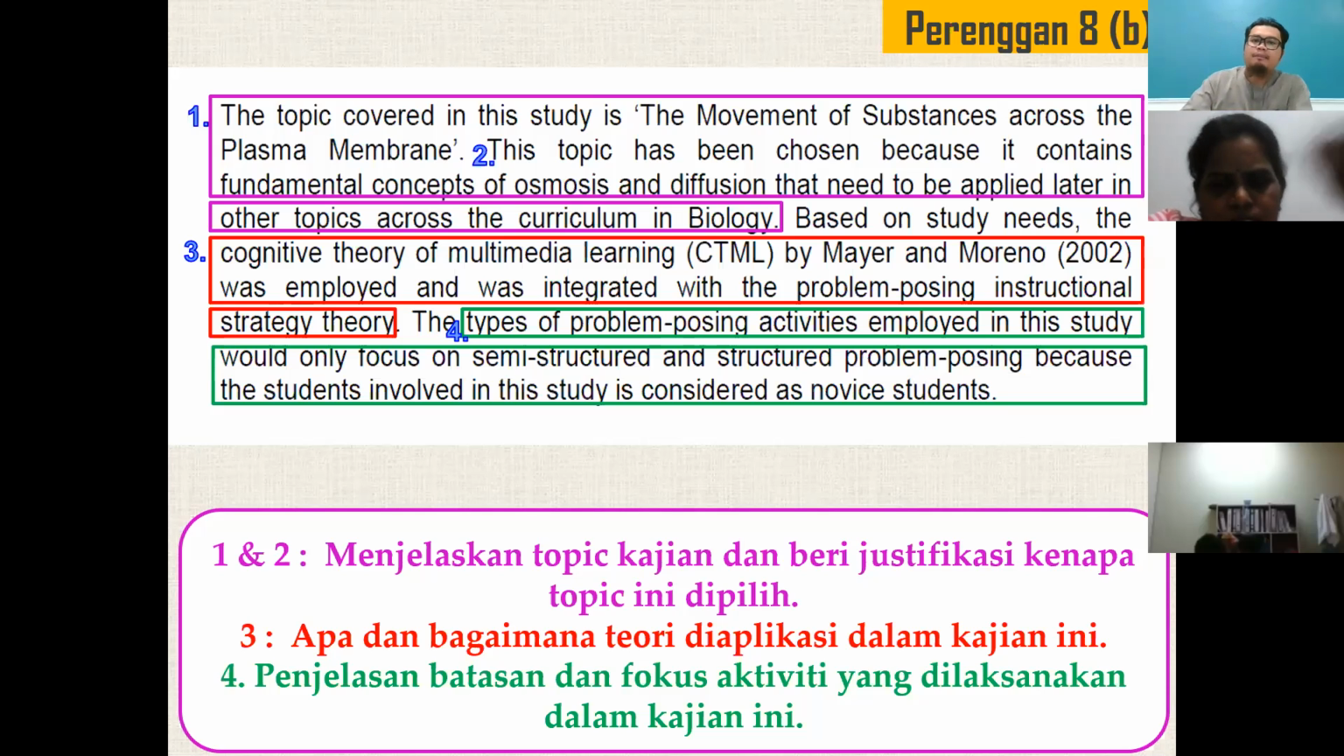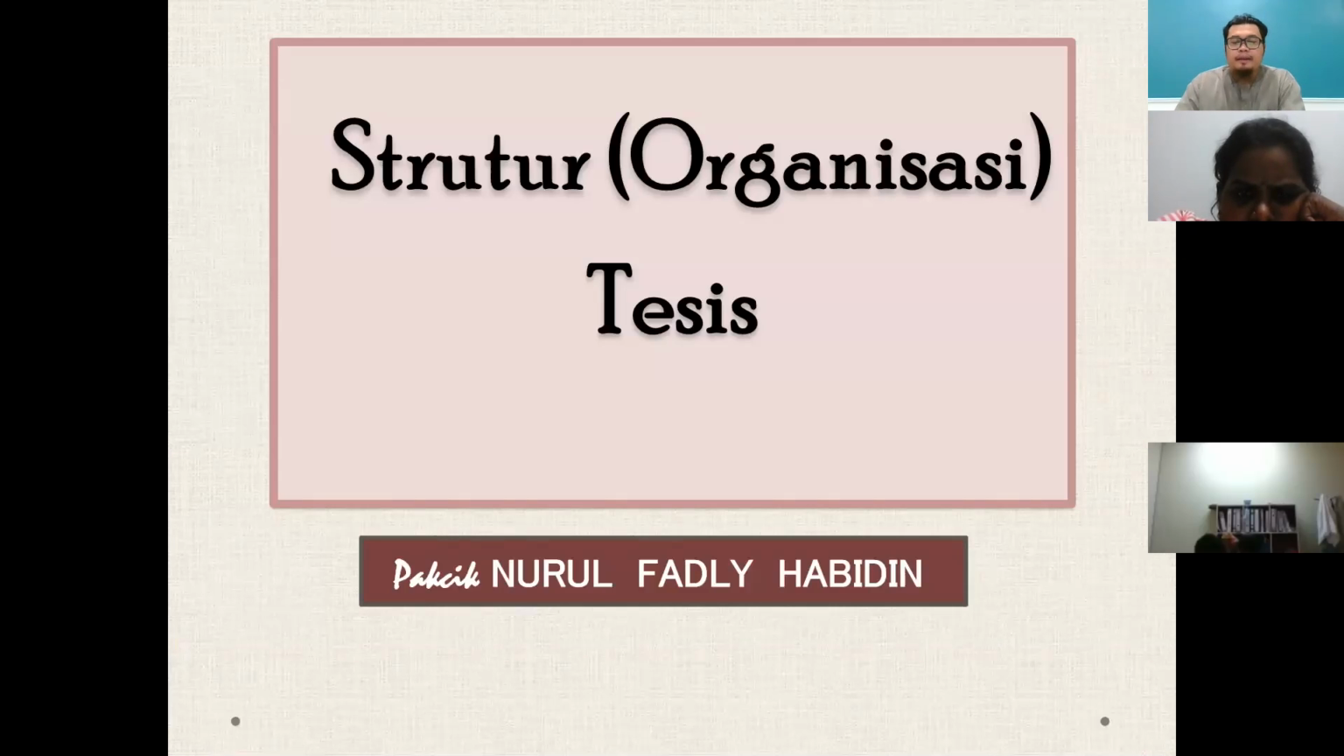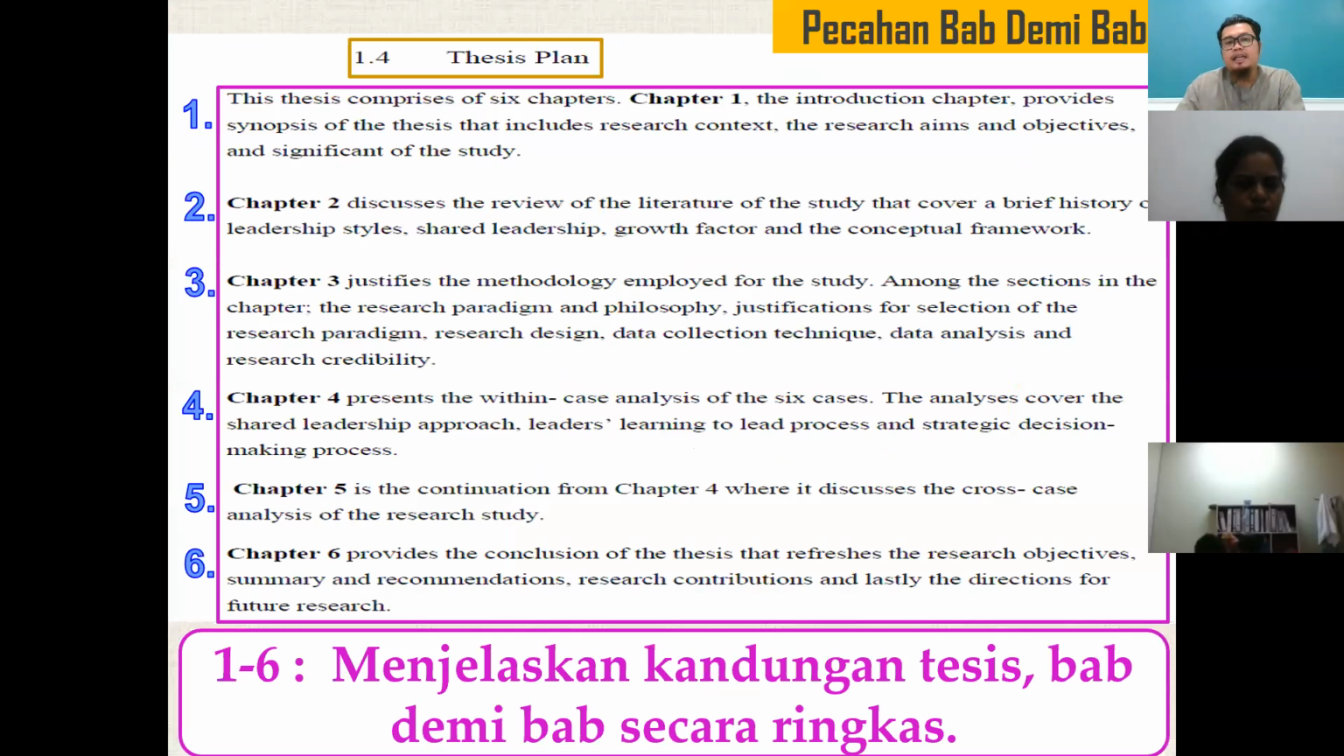Okay, in this paragraph they highlight what their scope is and what their limitation is, and they give the reason. We call that justification. Okay, all right. So this is part of the structure organization.